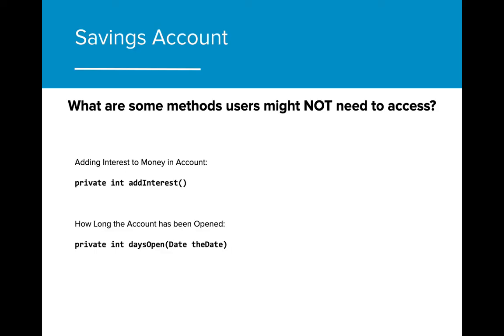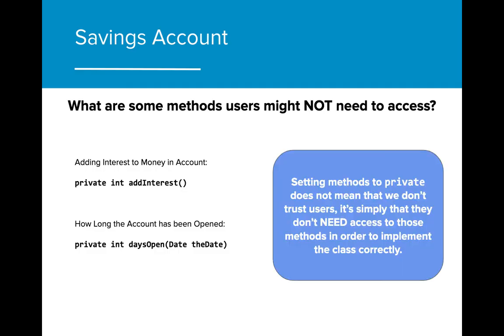Some methods that users may not need to be able to access might be adding interest to money in a savings account or how long that account might be open. These methods are very important to having a working savings account, but users may not need to know how the interest is calculated or worry about adding interest to a savings account on a regular interval. It's important to note that oftentimes, setting methods to private isn't a matter of trusting users to use our programs appropriately, but more so that they don't need access to these methods in order to use the class files correctly.